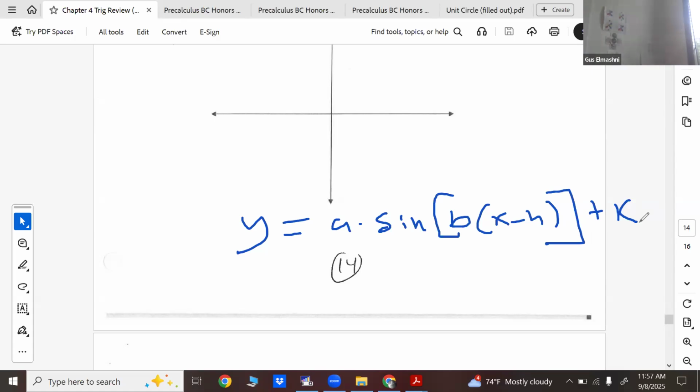Where H is a horizontal shift, K is vertical shift, B is a horizontal stretch or compression, which impacts period, of course. A is the amplitude, the vertical stretch. Amplitude is like vertical stretch or compression, right? By the way, can it reflect? Yeah, if A is negative, totally can reflect. We don't really do horizontal reflections with trigs, so we just don't really mess with that because it's not really necessary. But that's generally what we do. So that's the amplitude.